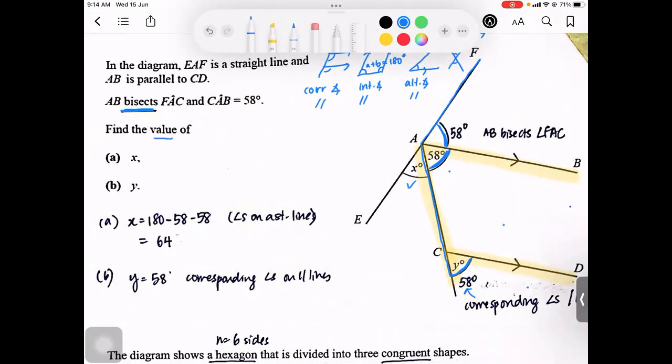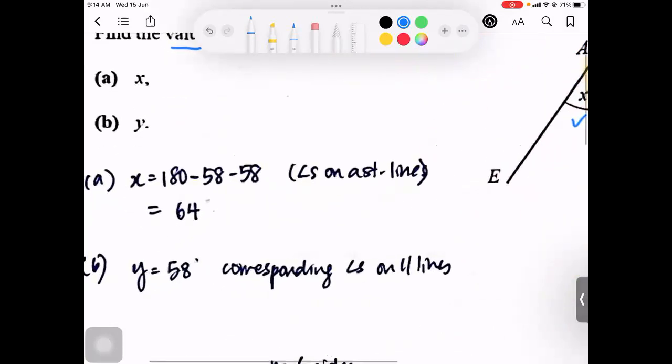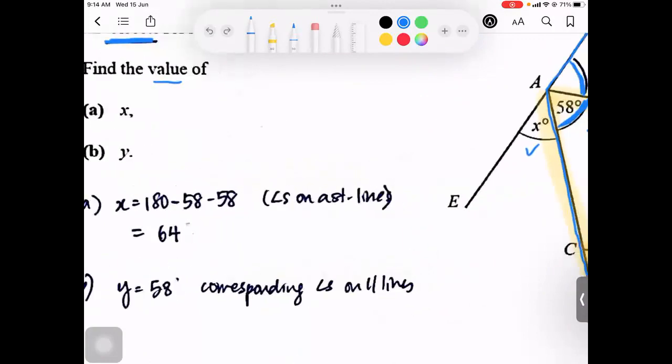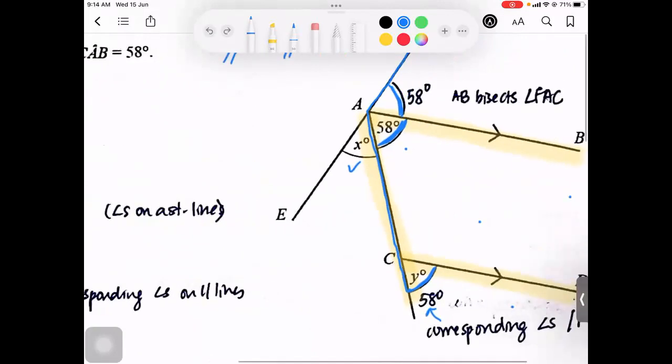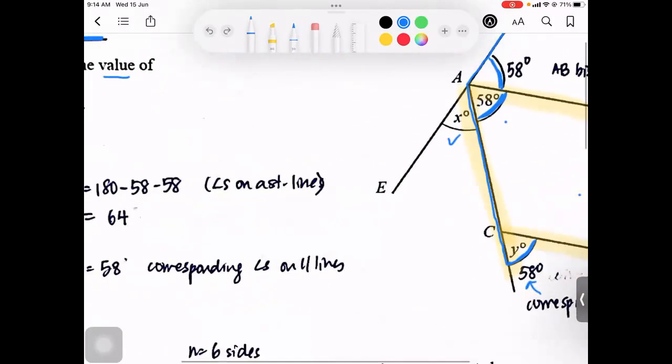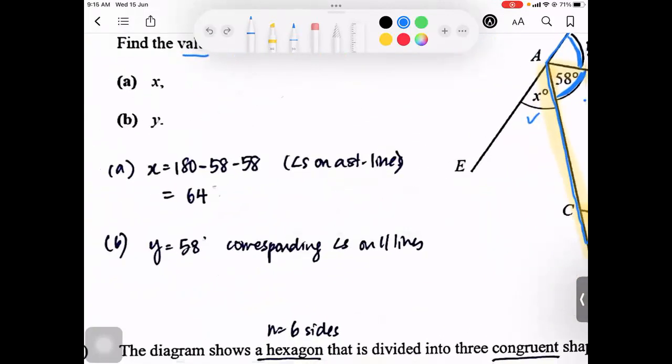Question says value. So you notice that my answer over here, I did not put a degree. I wrote the degree actually, then I erased it off. Right, so value, don't need the degree, just the number 64. Next one, value of Y, very straightforward. Corresponding angles on parallel lines, 58 degrees.